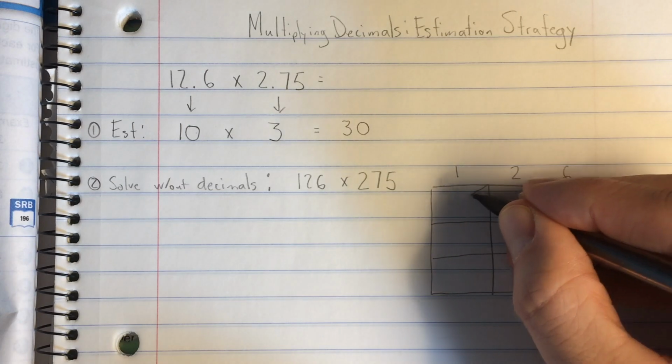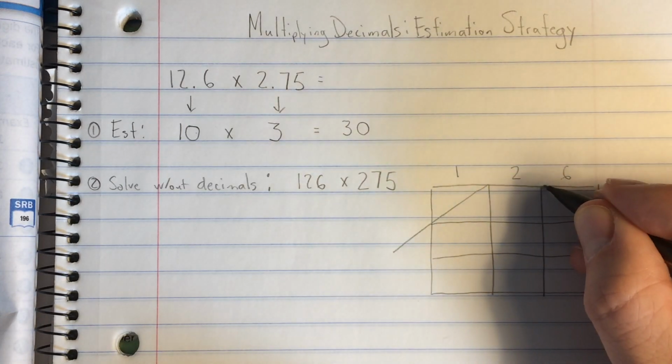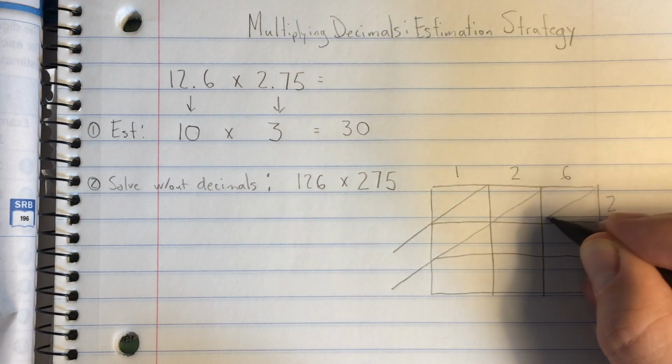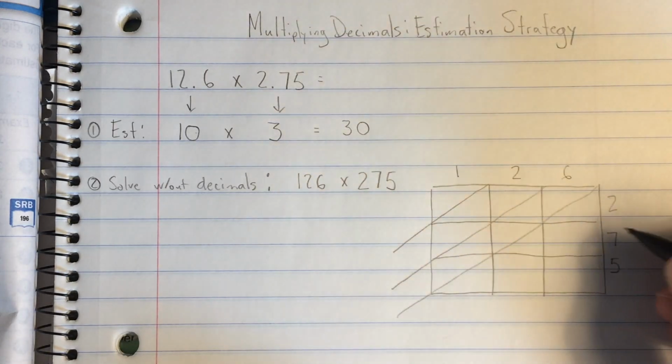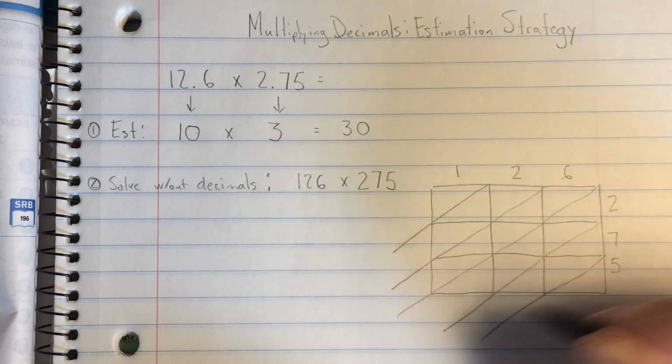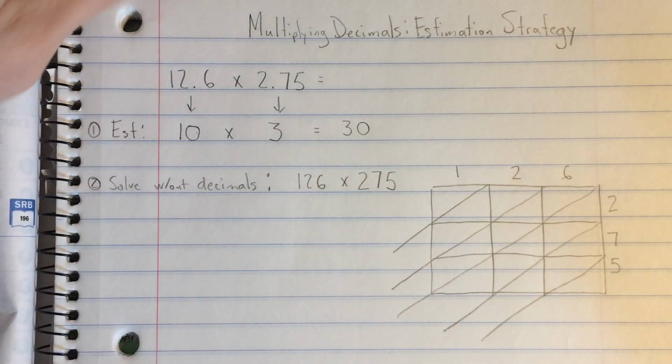And don't forget corner to corner with these lines. Corner to corner to corner. Corner to corner to corner to corner. All right, so now we have some fun multiplication to do.